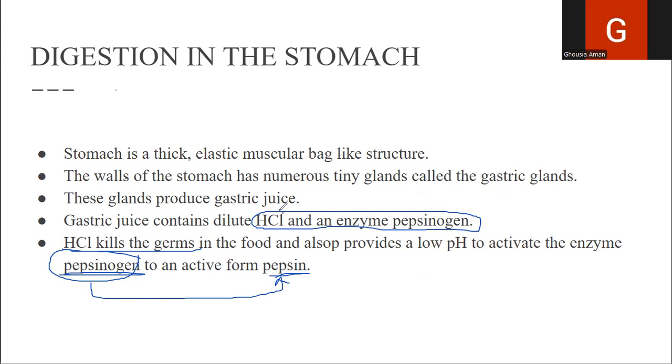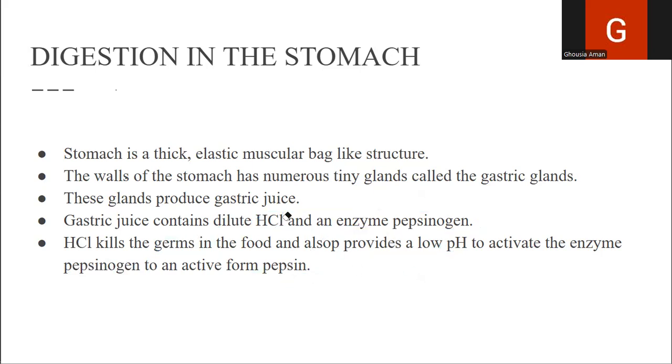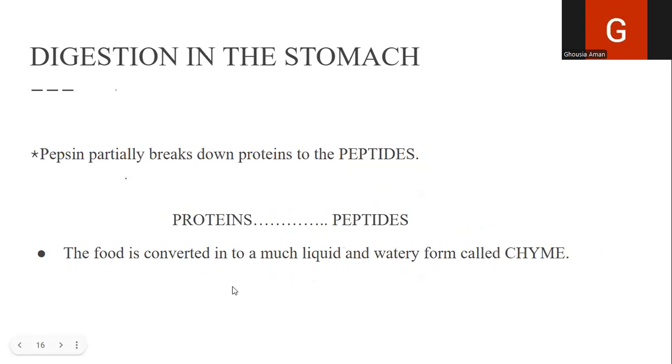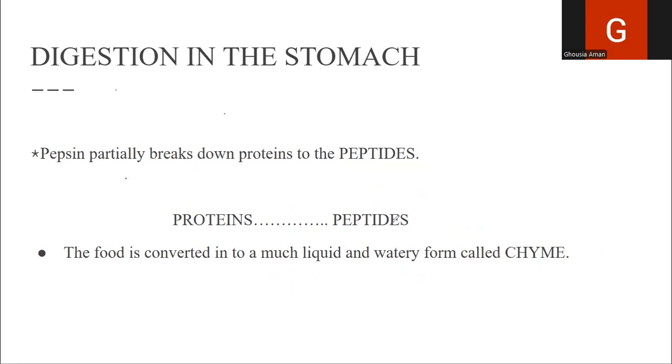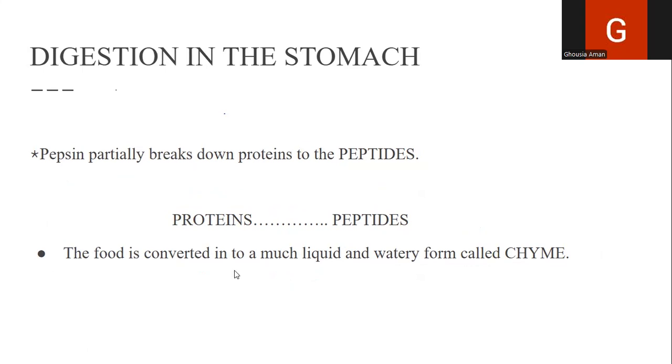The pepsinogen and hydrochloric acid in the gastric juice take some time to mix with each other. The pH goes down because of HCl, and then pepsinogen is converted into pepsin. This pepsin will break down the proteins in our food into peptides, a simpler form. After this, the food is converted into a watery, creamy liquid called chyme. Up to this much we had done in the previous class.